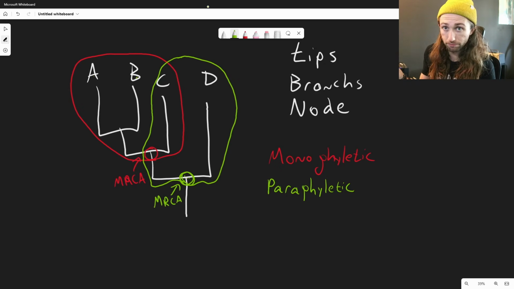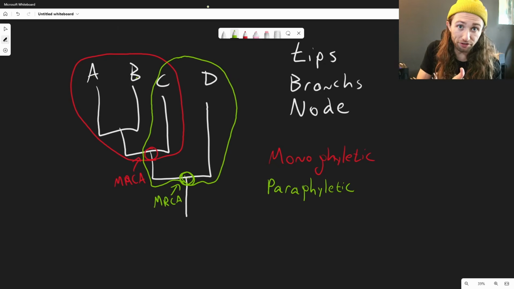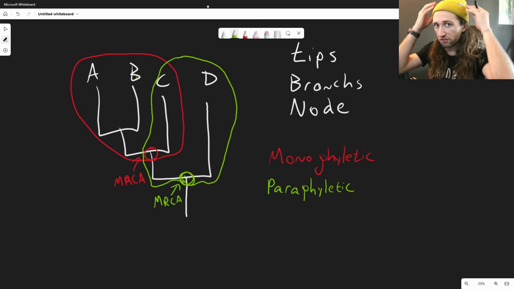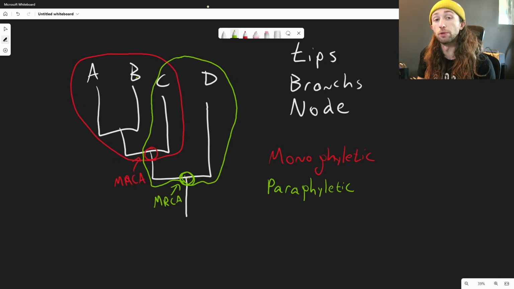And paraphyly, that's another way of describing this pattern: monophyly, paraphyly, and then polyphyly, which we'll talk about in a second. Paraphyly typically means that we have an improper grouping of some type. Usually this is because of a mismatch between taxonomy and phylogeny.